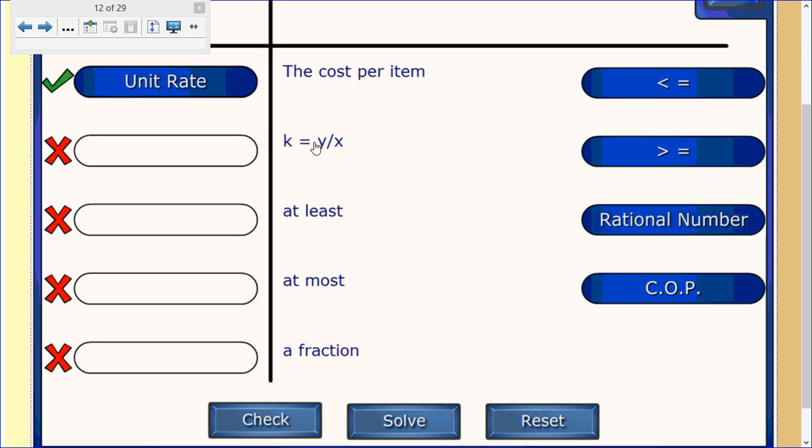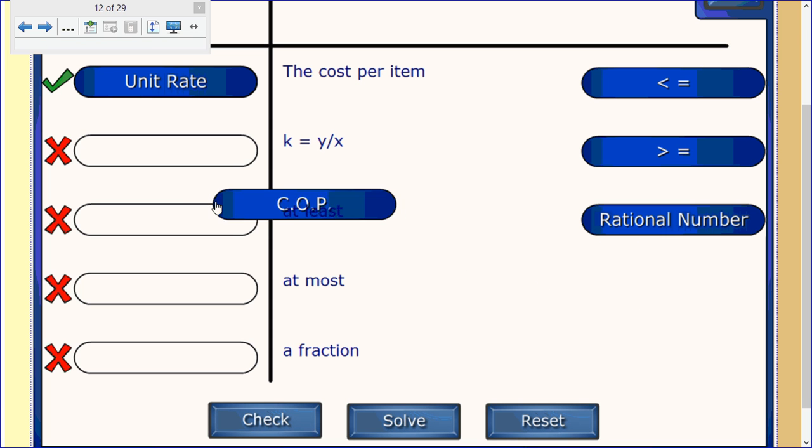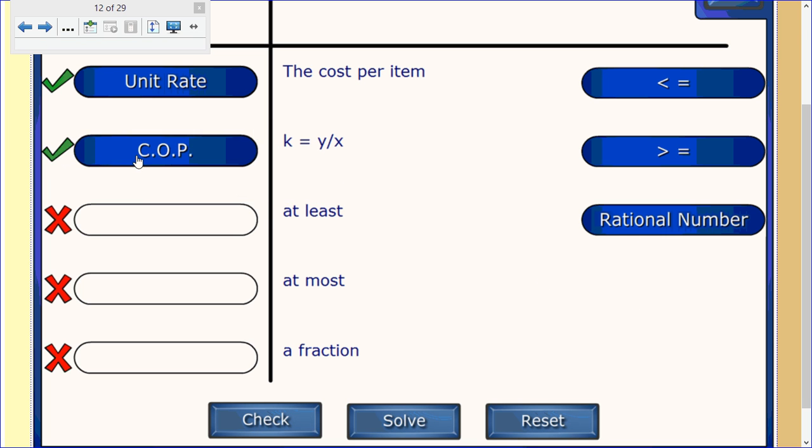K equals Y divided by X. And K reminds me of the constant, because when you're dividing coordinates y over x, you get a constant number, and that's called the constant of proportionality, COP for short.